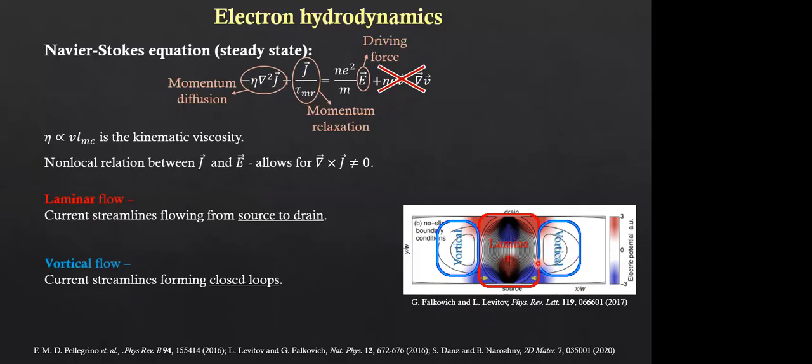Now, this is very important because in turbulence, one doesn't talk about current streamlines. The streamlines don't exist, and the fluid mixes with itself. But here, without this nonlinear term, one expects to see vortical flow where there are still current streamlines in the device, but they form closed loops.